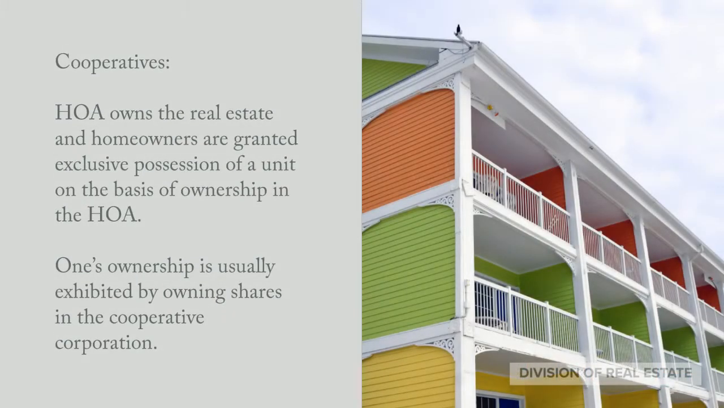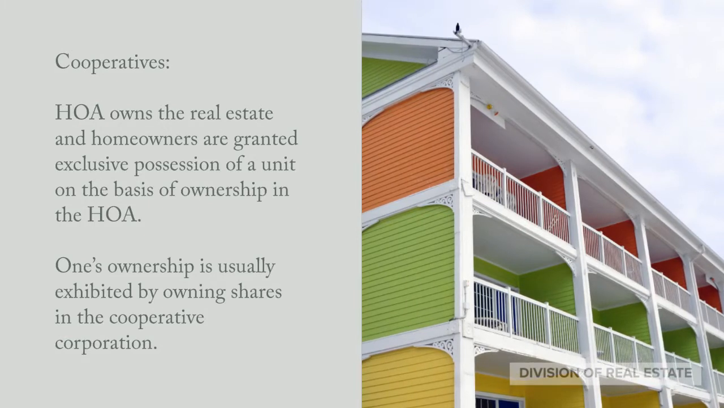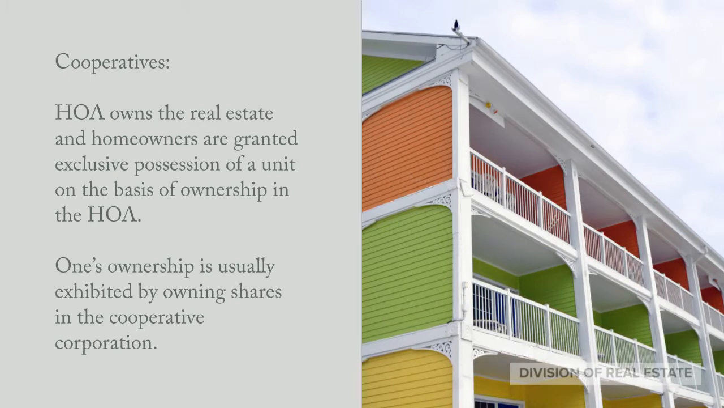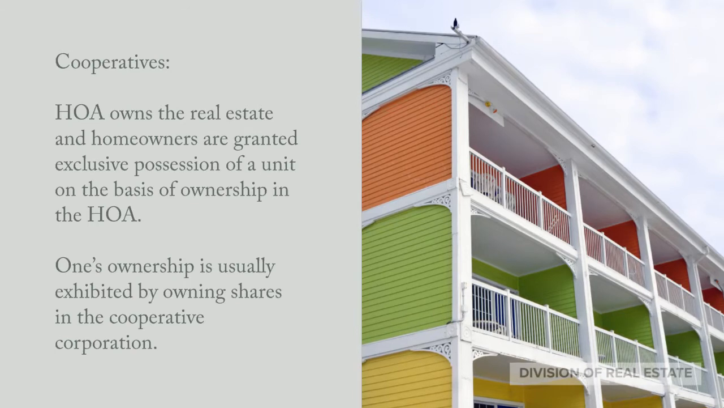What is a cooperative? The least common type of common interest community is the cooperative. In a cooperative, the HOA owns the real estate and homeowners are granted exclusive possession of a unit on the basis of ownership in the HOA. One's ownership is usually exhibited by owning shares in the cooperative corporation.